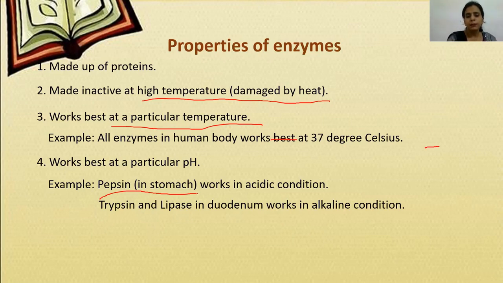Now this pepsin always works best in acidic condition. But after the food goes to the small intestine, the first part of the small intestine, that is the duodenum, the condition present there is alkaline. So there, other enzymes act on the food, which are known as trypsin and lipase. What are they called? Trypsin and lipase. These always require alkaline condition for their work. So trypsin and lipase in the duodenum work best in alkaline condition.